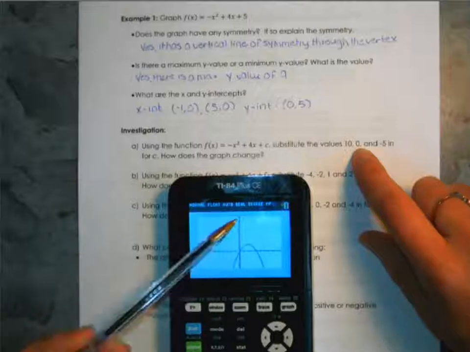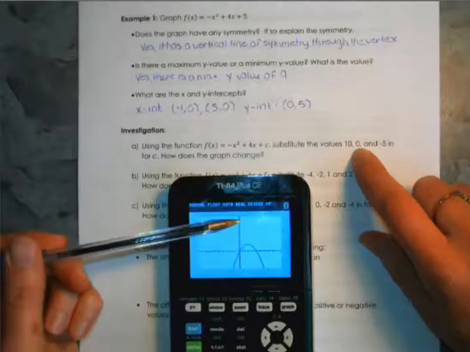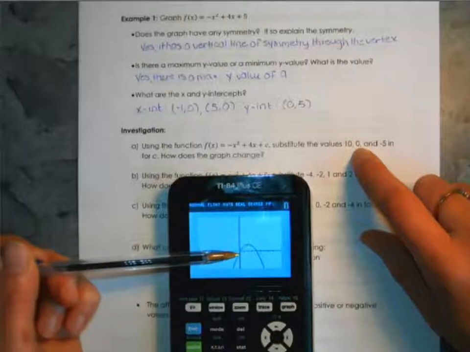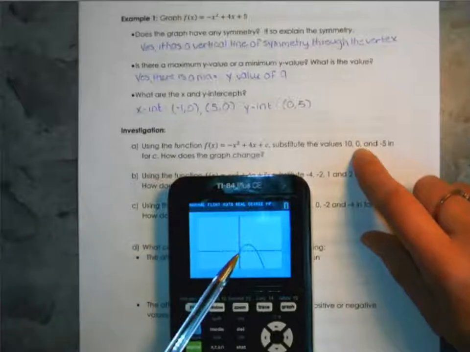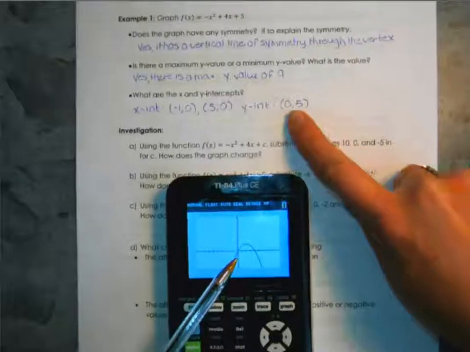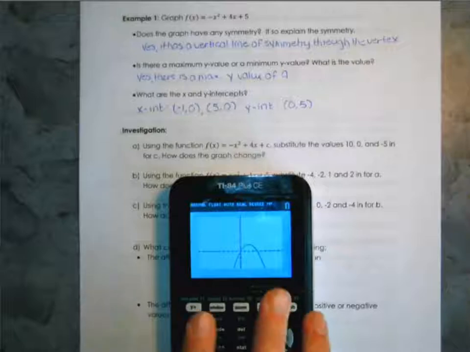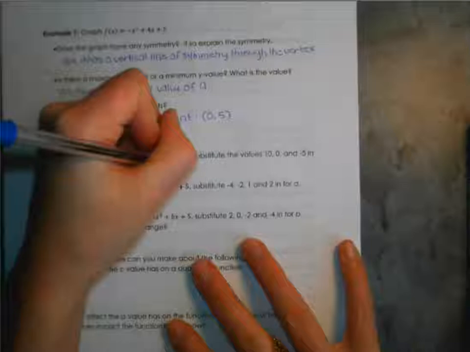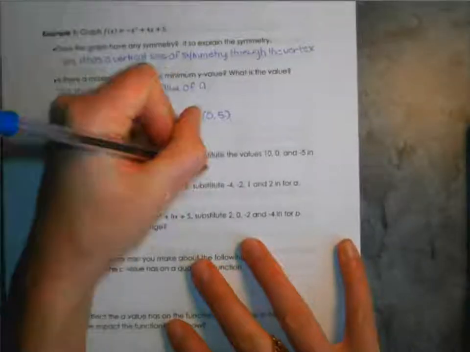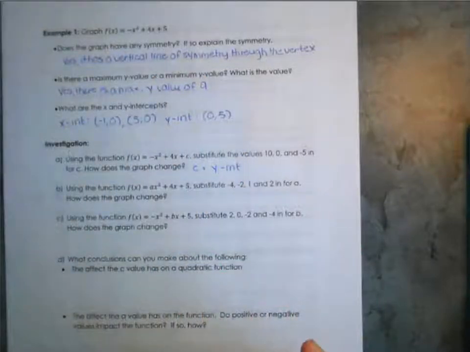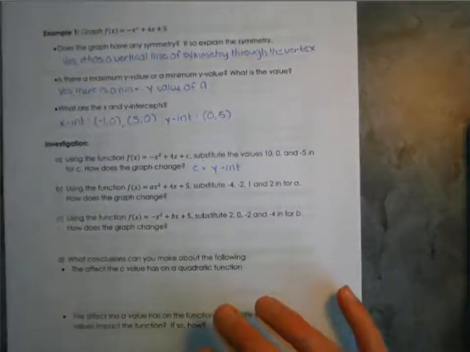And now we can see our graph is way further down, right? Before I had to make this window a lot larger. Now my vertex is much lower, and my y-intercept goes right through the origin, so (0, 0). So now instead of (0, 5) or (0, 10), I have (0, 0). And so you can probably guess that what's changing is the y-intercept, so c is equal to the y-intercept.